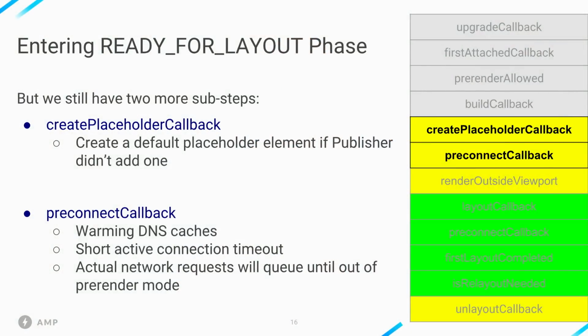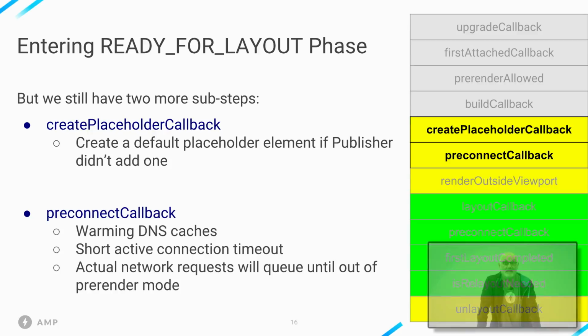Starting to get into the ready for layout phase, and there's a couple of calls that happen very early just to check. One is create placeholder. So if you need to make a placeholder for your element because you're going to be loading something on the network later, this is where you do it. And AMP image does some interesting things with its cool blurred placeholder thing that we just added.